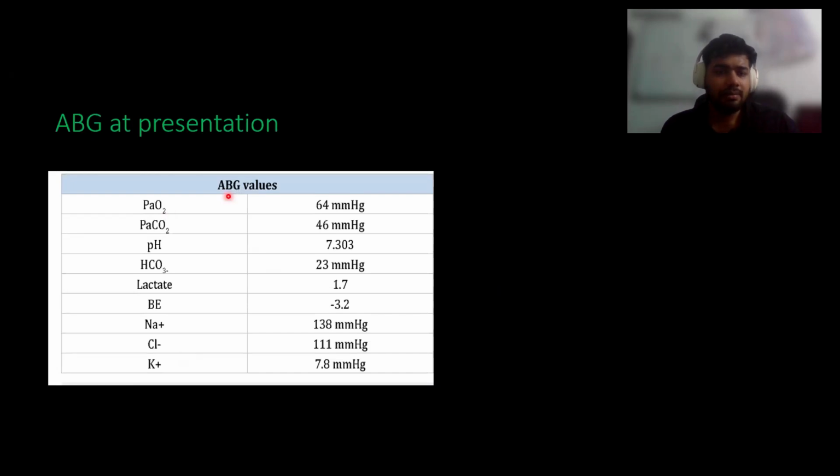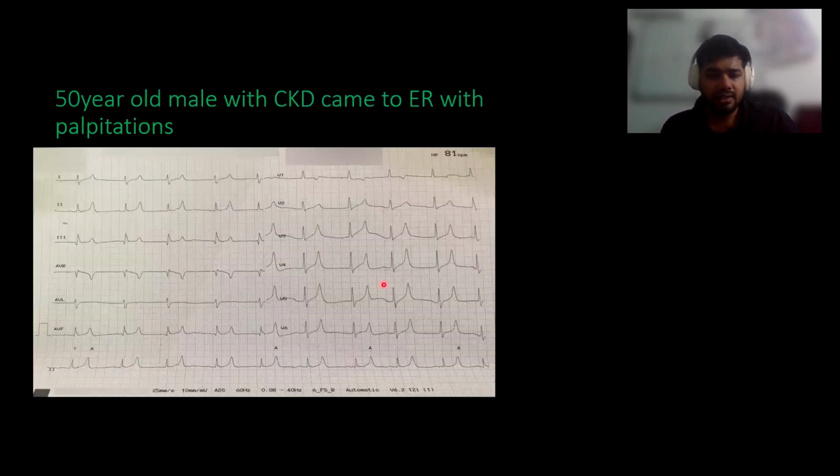So ABG was done at presentation and ABG was showing pH of 7.3 with showing acidosis with bicarbonate of 23 and potassium of 7.8. As patient is a known case of CKD, he is having some metabolic acidosis component along with hyperkalemia. So the tall hyperacute T waves which we are seeing in this ECG is due to hyperkalemia.